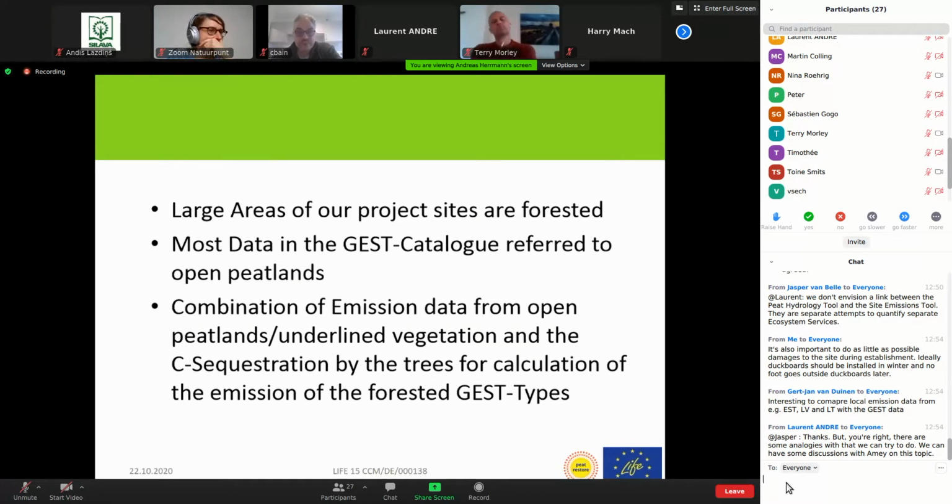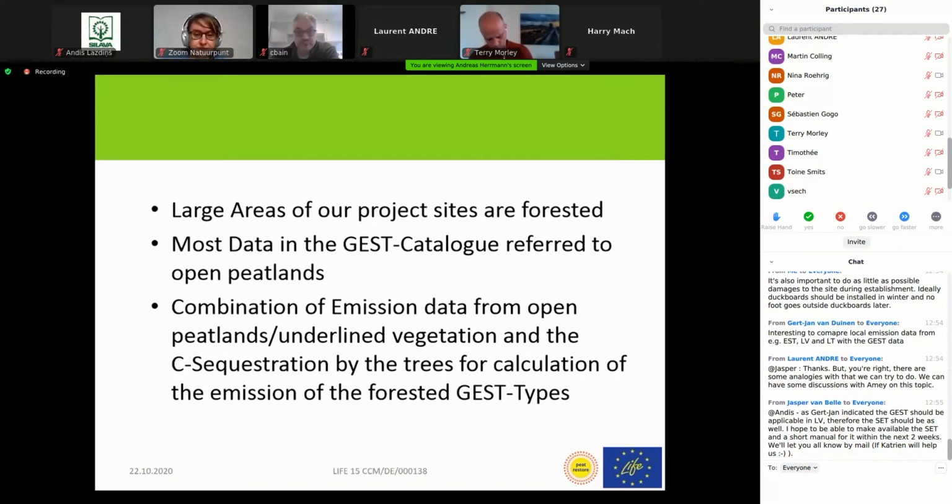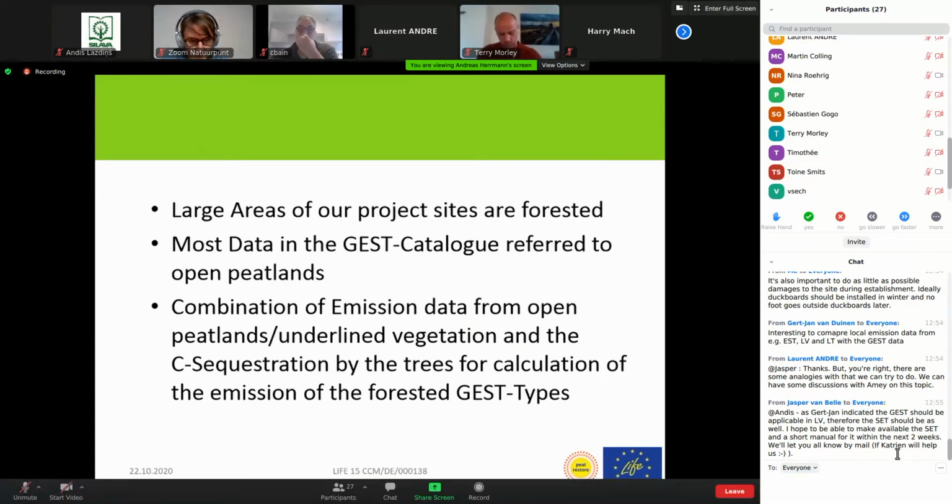And so we use a combination of emission data from open peatlands and sequestration by the trees for the calculation of the emission of the forested GEST types. There's also another approach in Germany by Spangenberg. She prepared a paper where we can combine the different GEST types and combine it with the sequestration by the trees.